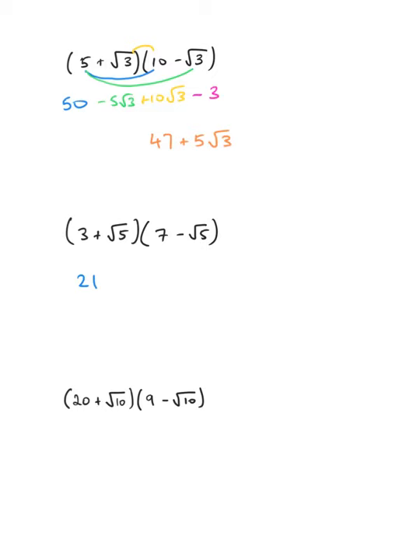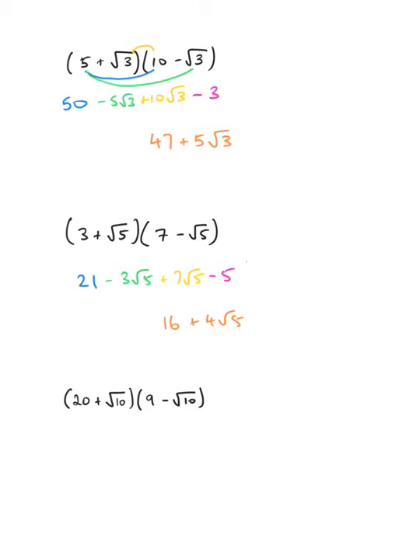Exactly the same idea is going to happen here. First times first is 21. First times last, or outer times outer, is minus 3 root 5. Then plus 7 root 5 from the inner times inner. And finally, I'm going to get minus 5, because remember, root 5 times 5 is just 5. So overall here, I'm going to have 21 minus 5 to give me 16. Now I've got plus 7 root 5's, and I'm taking 3 root 5's away, so that's plus 4 root 5.